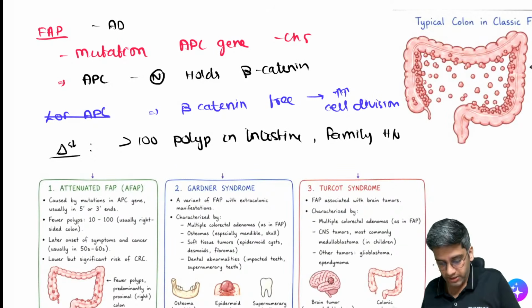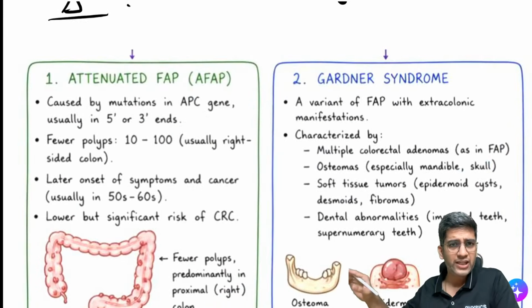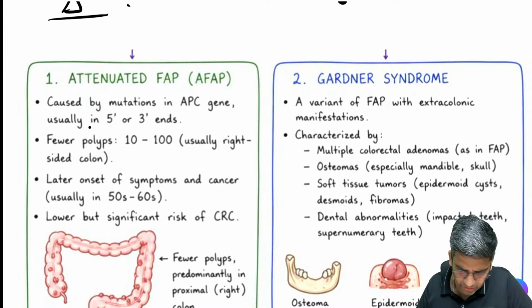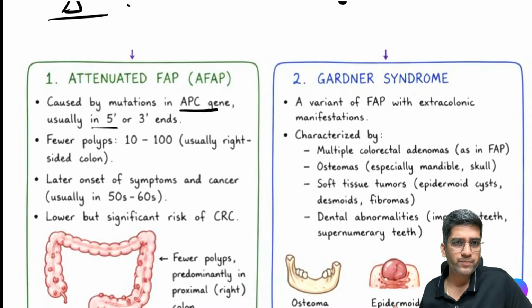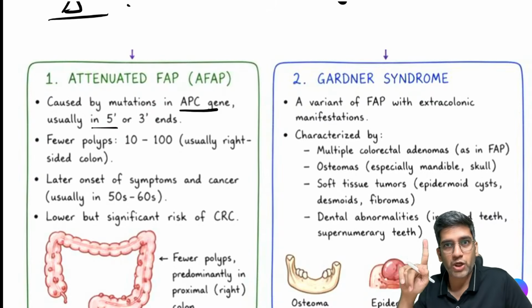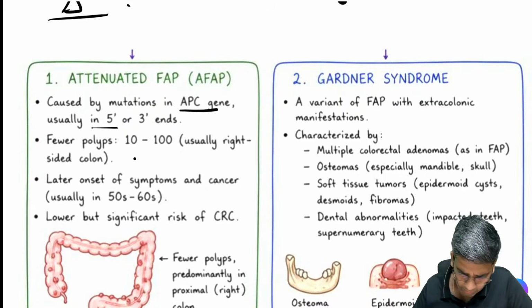There are subdivisions, right? The first is attenuated FAP. Here also the same mutation. If you want, you write this, otherwise just stop with this: APC gene mutation, beta catenin. But here I don't have 100. It's still more polyps, not only one. Up to 30 is fine, right? It's generally not 100. Fewer polyps, but can reach 100 also. Most of the time, it will be around 30 polyps.